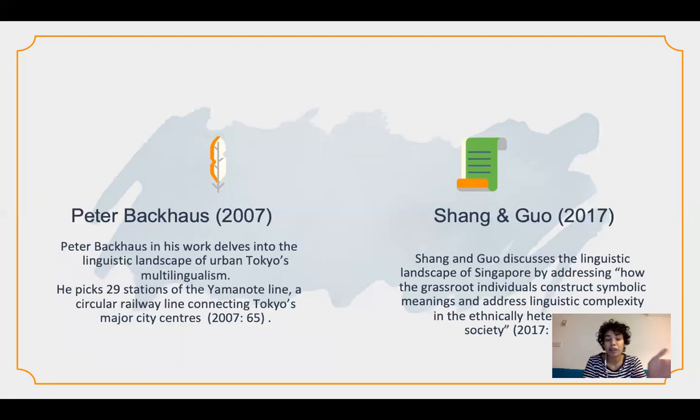Then we have Peter Backhouse, 2007, that looks at the very popular urban Tokyo multilingualism linguistic landscape. He makes use of the Yamanote line, and I believe he finds about 16 languages present in the multilingual setting, and it's quite interesting, a very fascinating study. Then we have Sheng and Gua, 2017, that looks at the linguistic landscape of Singapore. And I found this quite interesting because Singapore is also home to a lot of multi-ethnicities and multilingual people, quite similar to, well, more similar to us, I feel like.